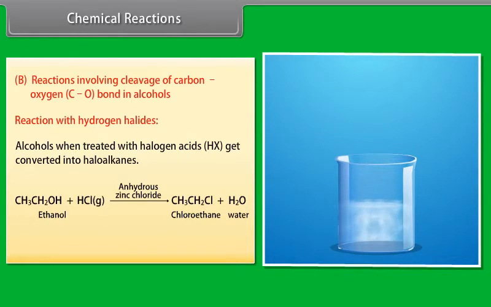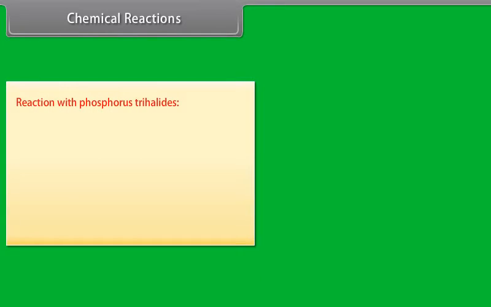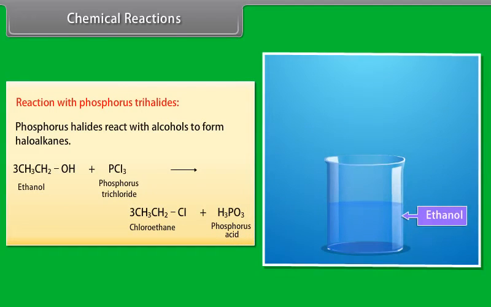Acetic anhydride reacts with salicylic acid in the presence of sulfuric acid to form acetylsalicylic acid, or aspirin, and acetic acid. Reactions involving cleavage of carbon-oxygen bond in alcohols.